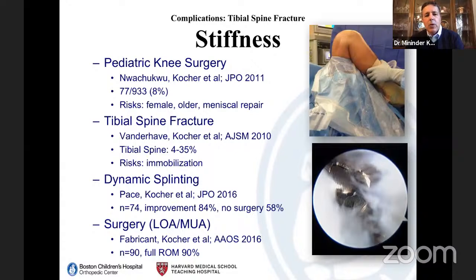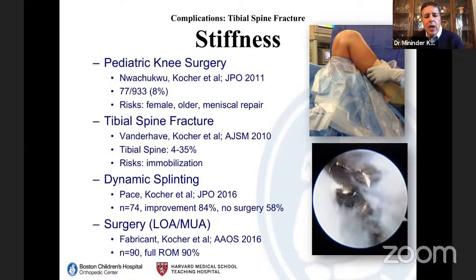We published the first paper in 2011, looking at all pediatric knee surgery, so 933 cases, and we found a prevalence of 8% in terms of stiffness and arthrofibrosis, risk factors being female, older patients, and those having meniscal repair. Specifically for tibial spine fracture, in a multi-center study published in 2010, we found that the rates varied widely from 4 to 35% across different centers, and a risk factor was immobilization.